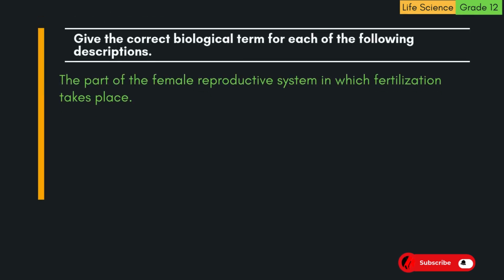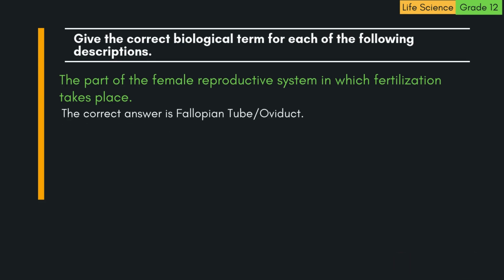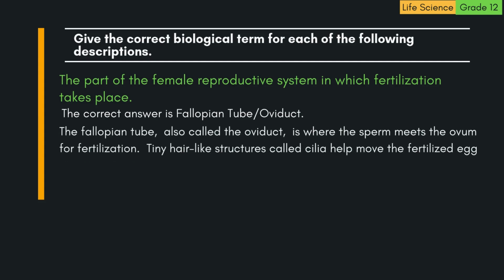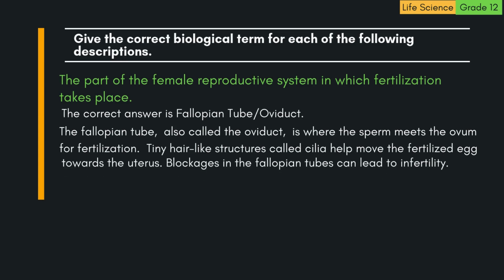The part of the female reproductive system in which fertilization takes place. The correct answer is fallopian tube or oviduct. The fallopian tube, also called the oviduct, is where the sperm meets the ovum for fertilization. Tiny hair-like structures called cilia help move the fertilized egg towards the uterus. Blockages in the fallopian tubes can lead to infertility.